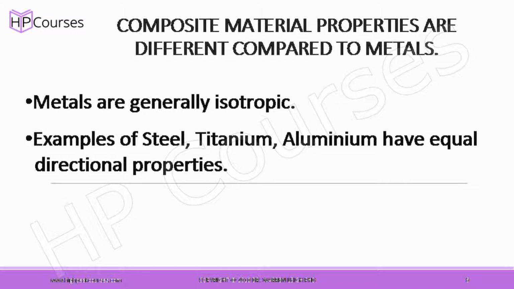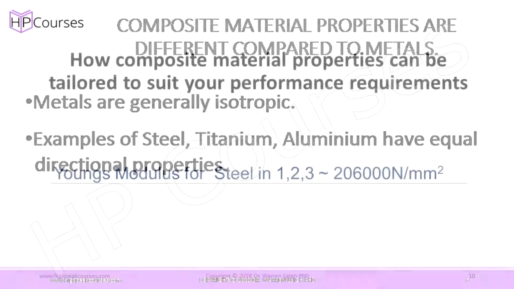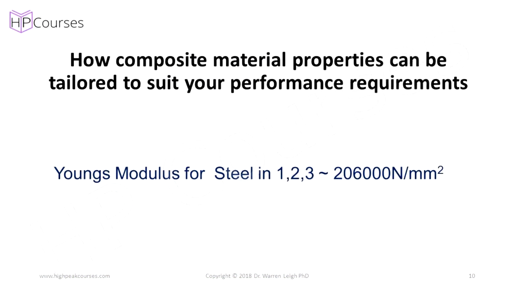Metals such as aluminium and steel generally exhibit isotropic properties. The strength and Young's modulus of each respective metal are similar in each direction. For example, the Young's modulus of a generic aluminium will be 69,000 newtons per millimetre squared in all directions, and that of steel will be 208,000 newtons per millimetre squared.